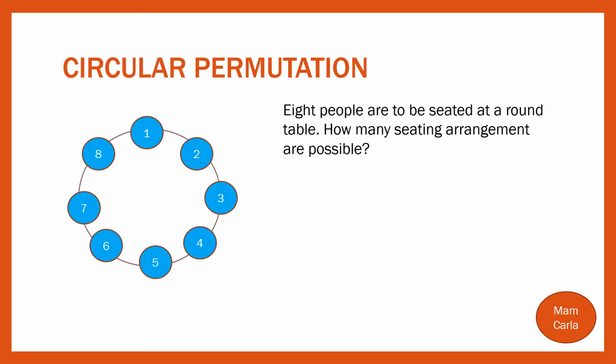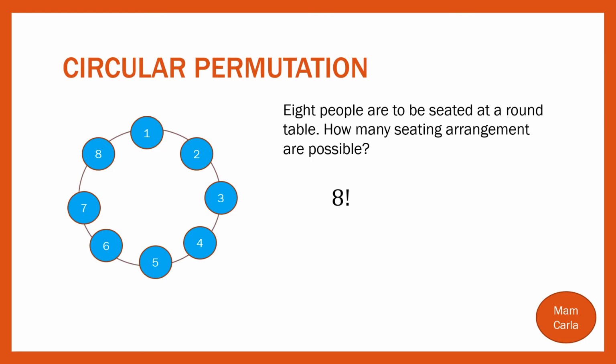Let us deal with this problem. 8 people are to be seated at a round table. How many seating arrangements are possible? We know that when 8 people are placed in a line, there are 8 factorial or 40,320 arrangements of the 8 people taken 8 at a time. However, when they are arranged in a circle, some of the arrangements are alike.